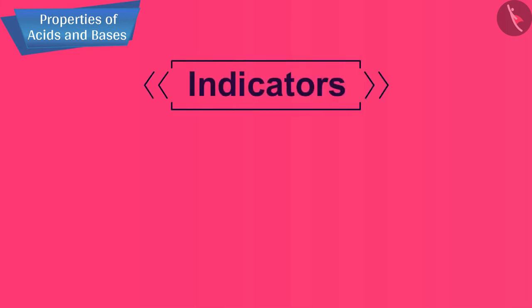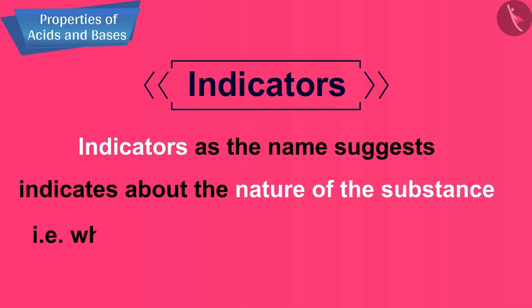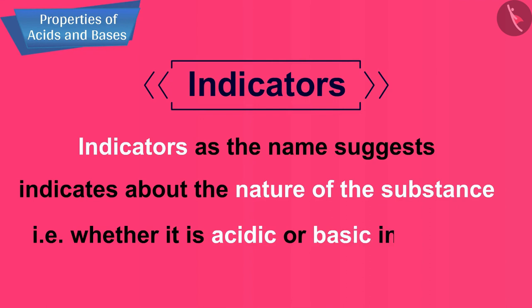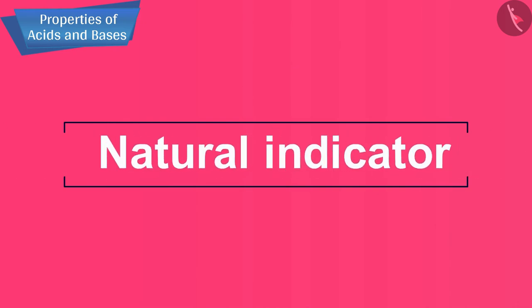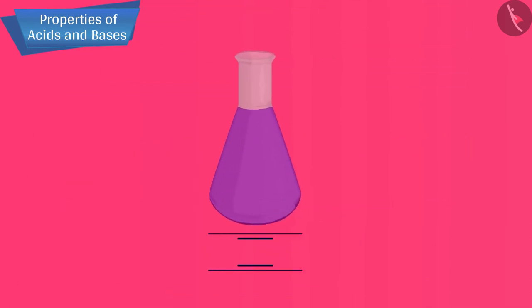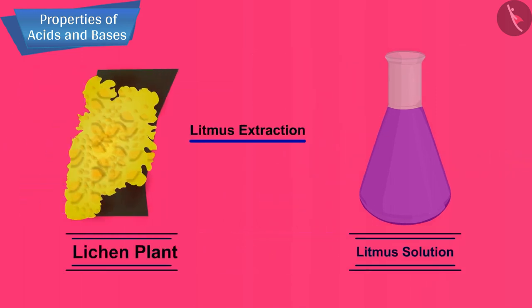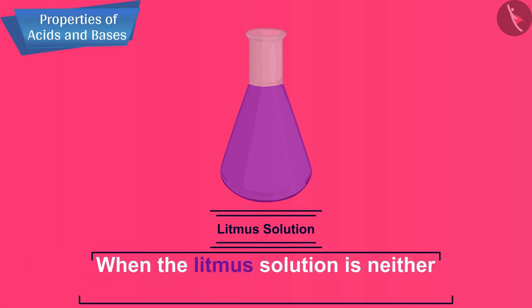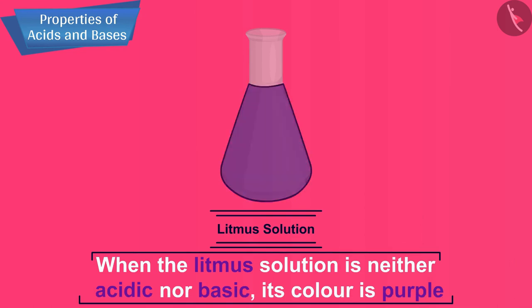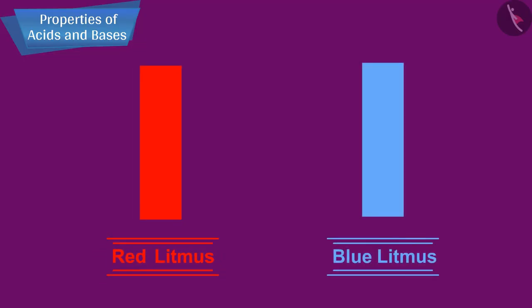Let us now talk about what indicators are. Indicators, as the name suggests, indicate the nature of a substance, that is, whether it is acidic or basic in nature. Let us talk about the first natural indicator, which is litmus. Litmus solution is a purple dye, which is extracted from lichen, a plant belonging to the division Thallophyta, and is commonly used as an indicator. When the litmus solution is neither acidic nor basic, its color is purple. It is now available in two forms, which are red and blue litmus.